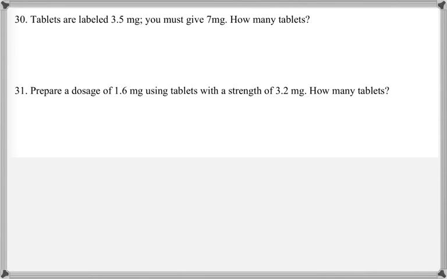Question number 30 says, tablets are labeled 3.5 milligrams. You must give 7 milligrams. How many tablets? So I want to take the amount that we have to give and divide it by the strength of each tablet. So 7 divided by 3.5 is going to be 2 tablets.